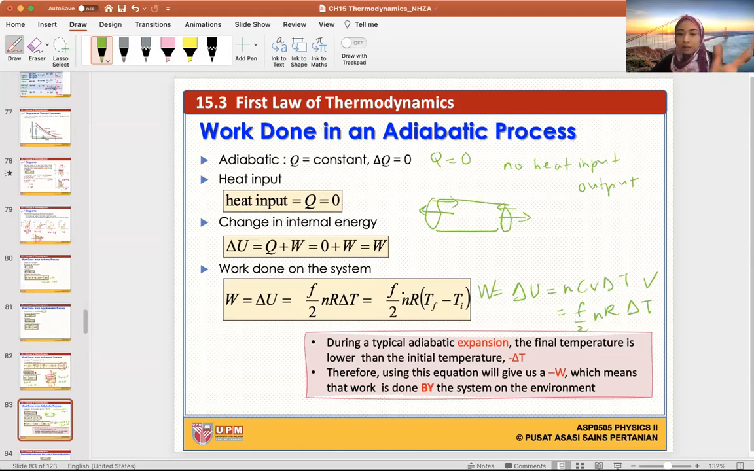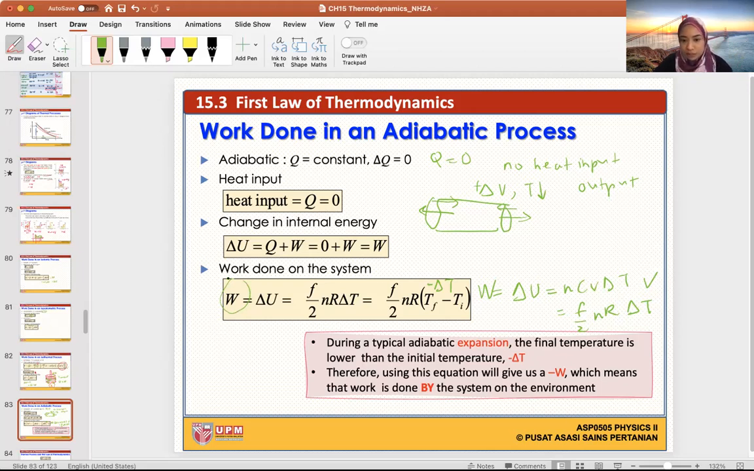Bila dia mengembang, when the volume increases, the T decreases. Okay, the T decreases. So this W is equal to the change in temperature. So temperature drops, maksudnya delta T needs to be negative. Okay, which means that the work done is negative, which is right lah because it is expanding. Temperature drops, negative work done. Okay, that is your adiabatic expansion.